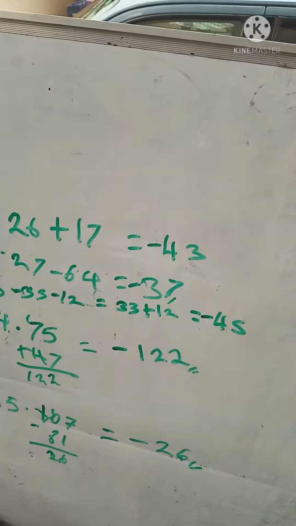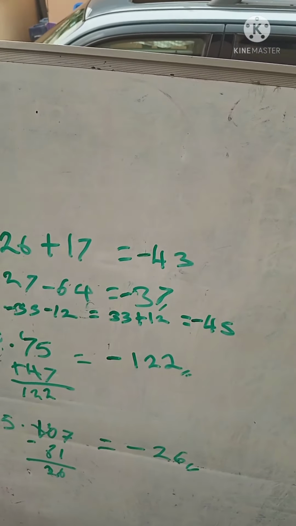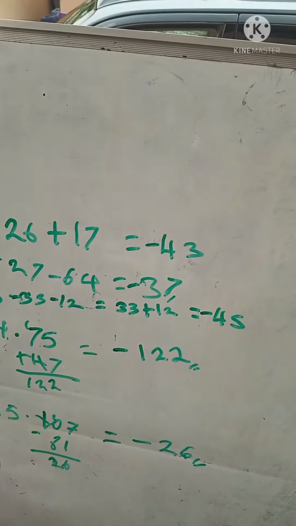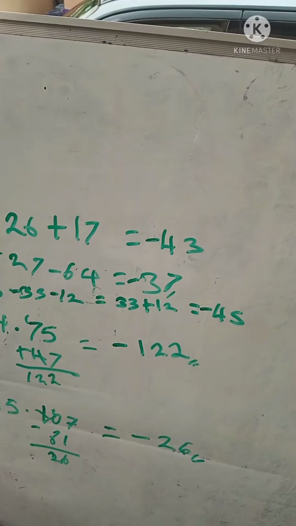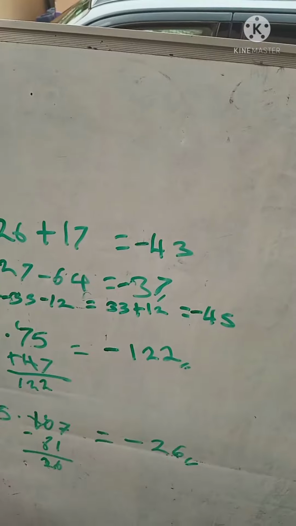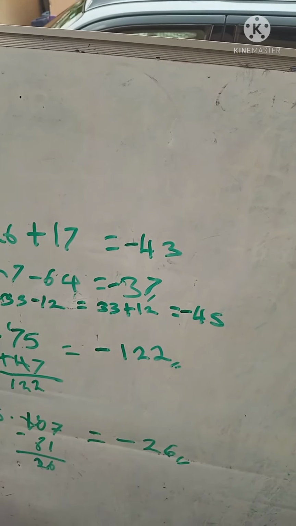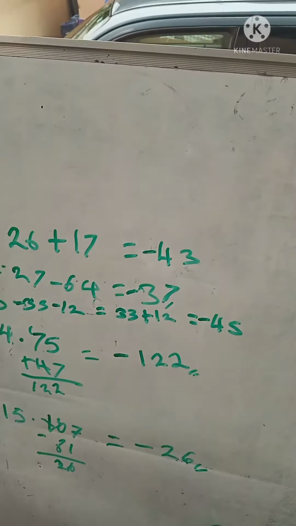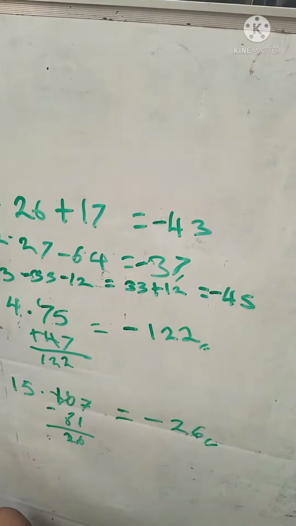The summary of everything is that under directed numbers, once they have the same sign, add the two numbers and put the common sign. But once you have different signs, find the difference between the two numbers and put the sign of the bigger one. That means if the bigger one is positive, you put a positive sign. If the bigger one is negative, you put a negative sign.